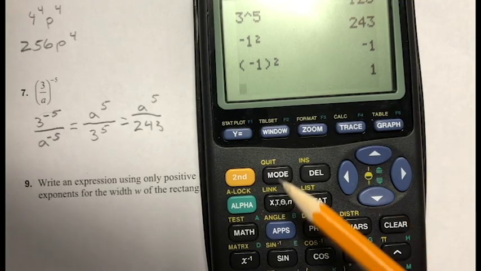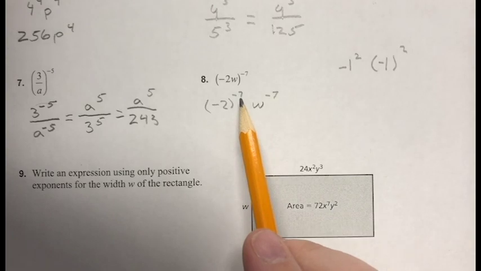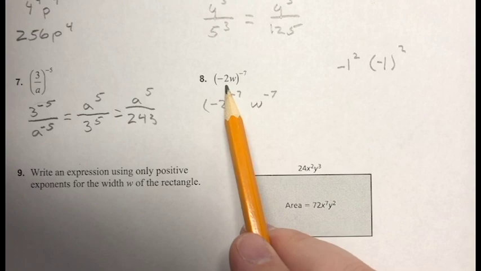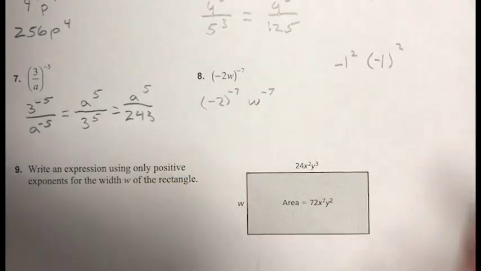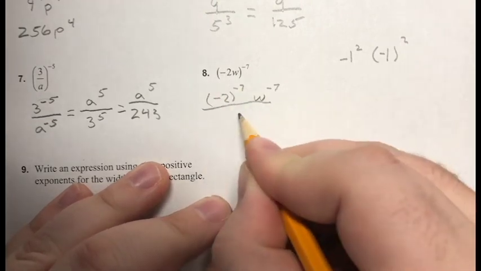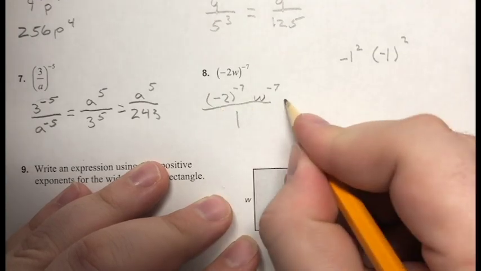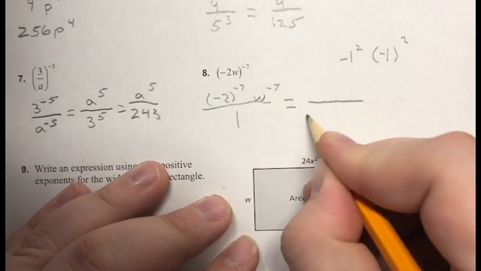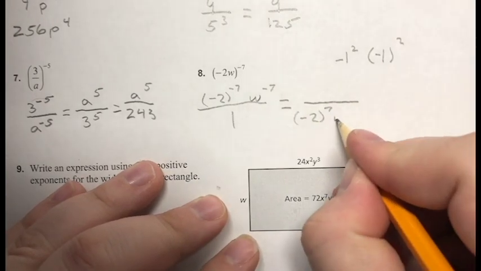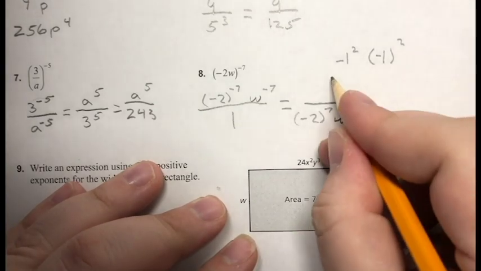So when you're putting these things in your calculator, make sure that you're paying attention. Like for this one, I said that we needed to put it in parentheses. Here was the reason why it's in parentheses. Now, with that being said, we can rewrite this. We don't like this as this because it's a negative, so what we can do is set it as a fraction over 1 and rewrite it. We know that we can bring that negative 2 to the 7th power down, drop the negative, and we know that we can bring that w down and drop the negative on this negative 7. So we're done, over 1.